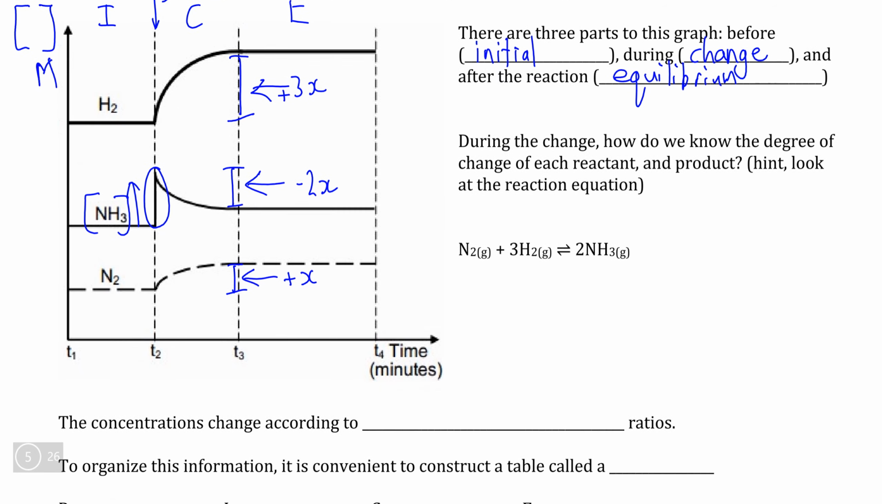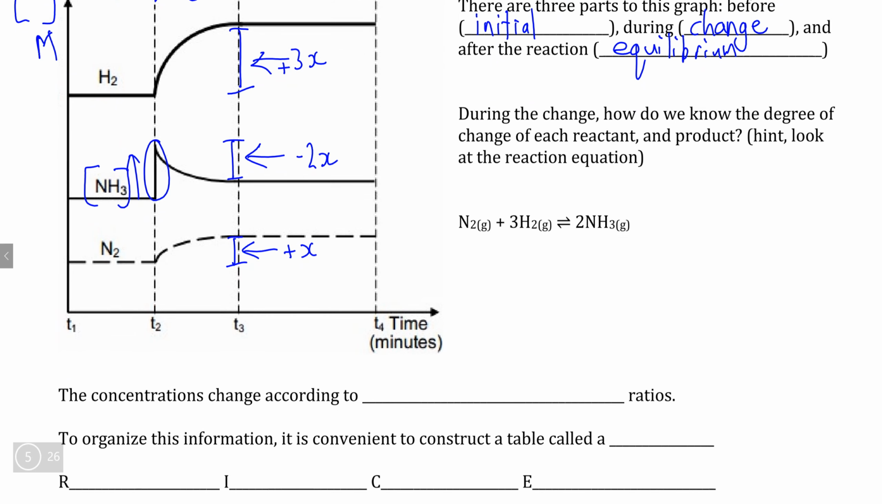Now, these numbers here are not accidental, and if we look at the chemical reaction here, we see that these magnitudes of change correspond to the stoichiometric ratios that we see in the coefficients of our reaction. Nitrogen has a coefficient of 1, which is why we designated it as positive 1x. Hydrogen has a coefficient of 3, which is why it is designated with a magnitude of change of positive 3x, and likewise for ammonia, negative 2x.